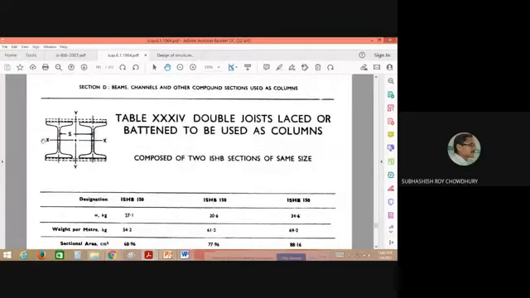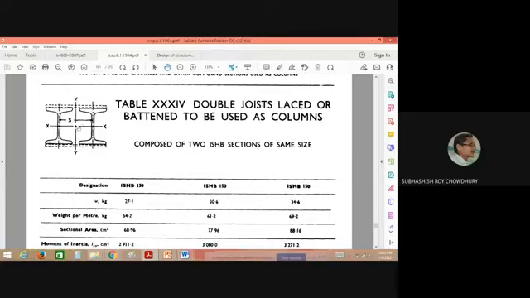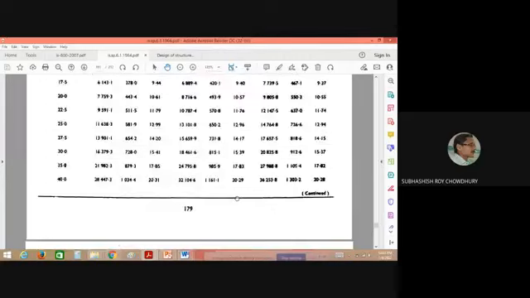This is a very important cross-section, though it is 12-2, you have another class. This is a compound column section, generally used in this way. This is one I section, another I section. They will be connected by either battened or laced. That connection I will discuss in the class. So this is the formation of the compound column section.